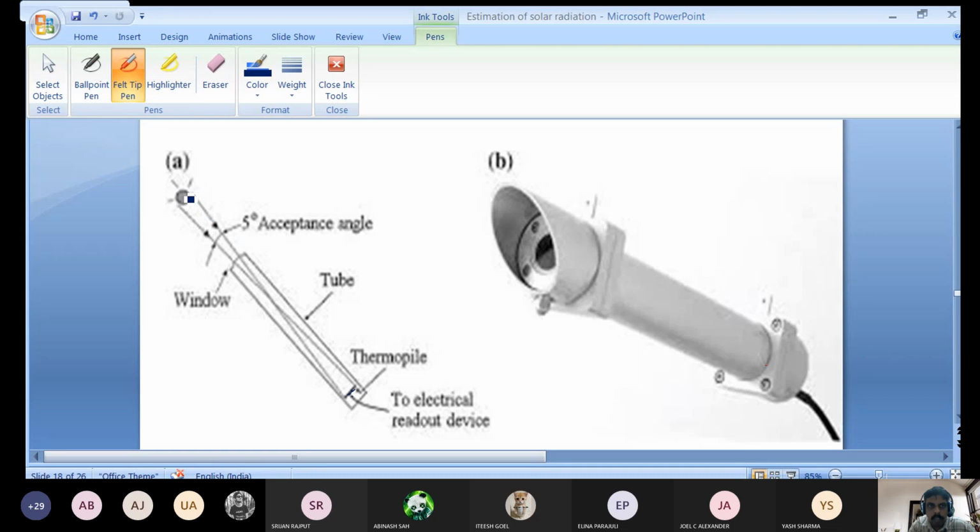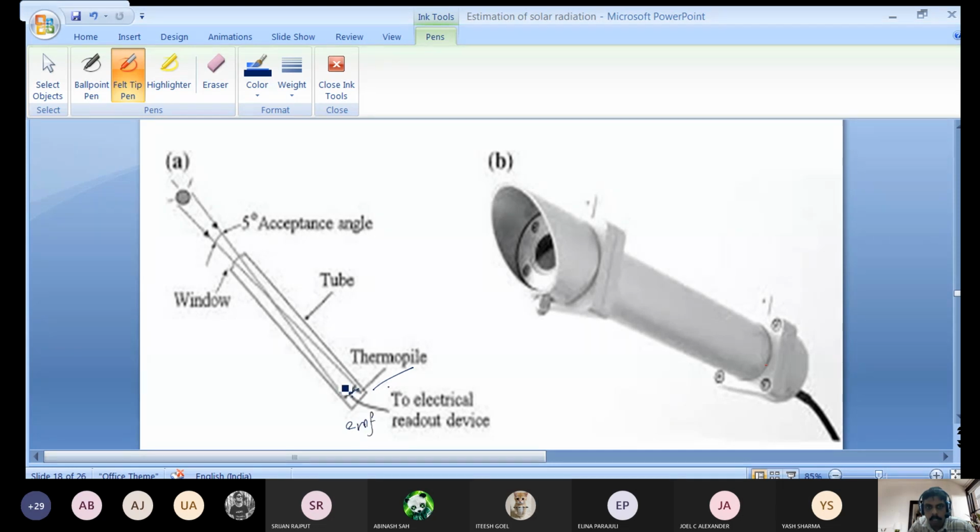Suppose this is the sun. We can align this tube in line with the sun. So only the beam radiation will come and pass through the tubes and hit the sensing area. So this thermopile, you can see here, thermopile is at bottom. So thermopile, same principle, EMF will be generated.